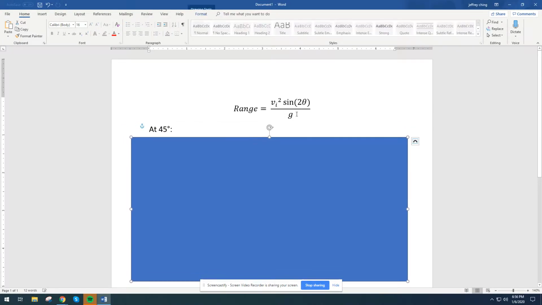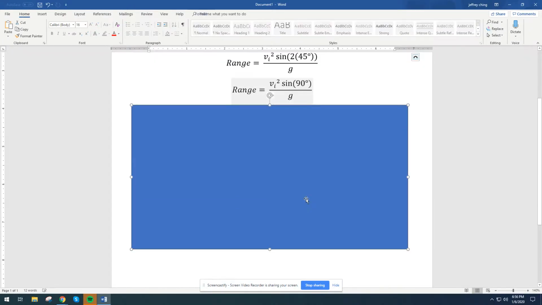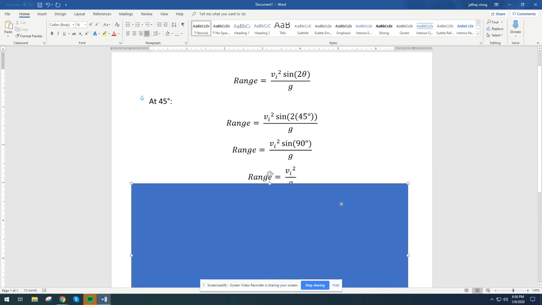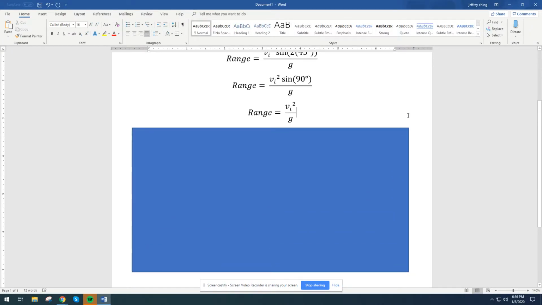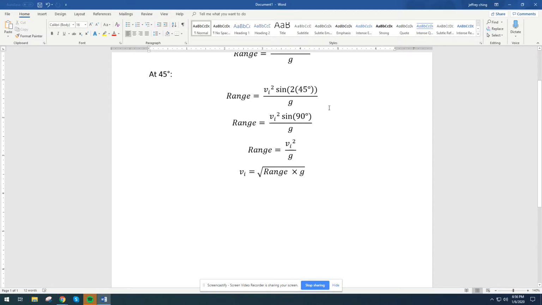Specifically at 45 degrees, theta is 45, so then it becomes vi squared sine 2 times 45 degrees over g. The reason why this is nice is because you get sine of 90. Sine of 90 we know is 1, so vi squared times 1 over g gives you just vi squared over g, right? And if you use this to solve for vi, you get this equation. Vi is equal to the square root of range times g. Now we're using our data from our 45-degree launch to find out what Vi is for a theoretical value.